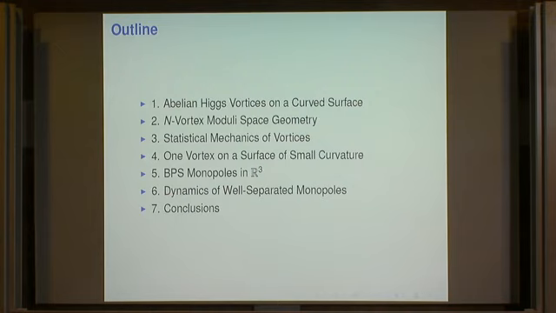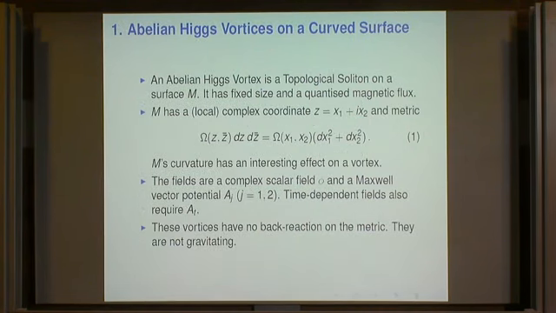So that's, again, another sort of asymptotics, well-separated monopoles. So the separation is a large parameter. So let me set up these vortex equations. An abelian Higgs vortex is a topological soliton on the surface. A vortex has a definite size, unlike instantons, which have a variable size. So vortices have a definite size.